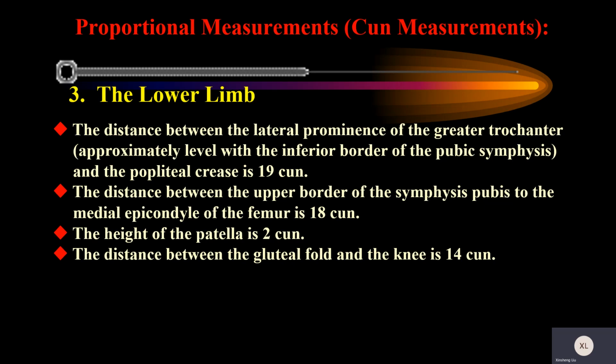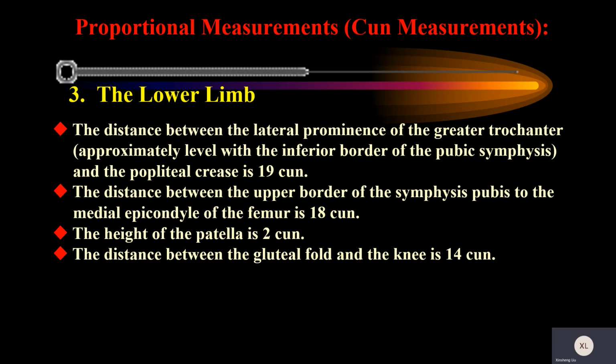We can look at here, lower limb. The distance between the lateral prominence of the great trochanter, you have to palpate and find the bony landmark, approximately level with the inferior border of the pubic symphysis, right? And the popliteal crease, you have to find it. Popliteal crease on the knee joint, right? It's 19 cun.